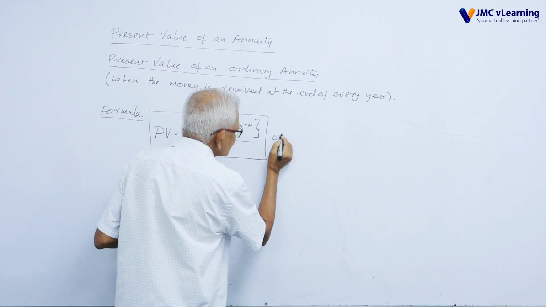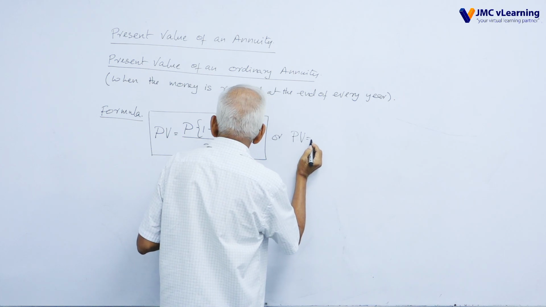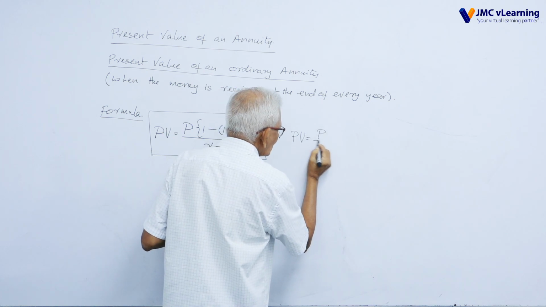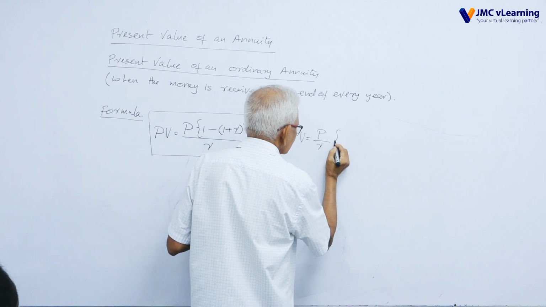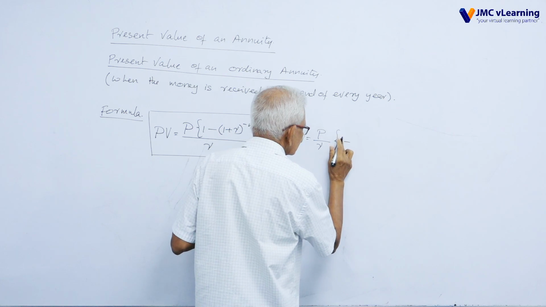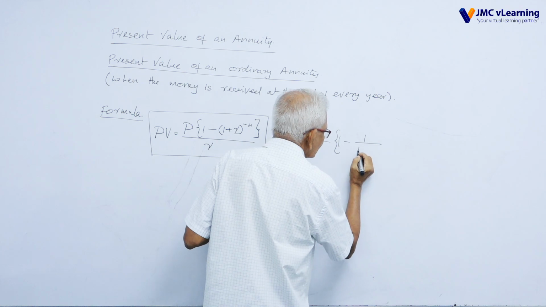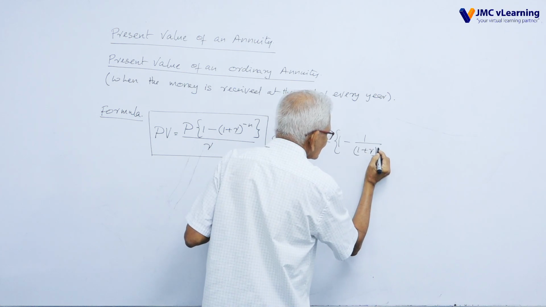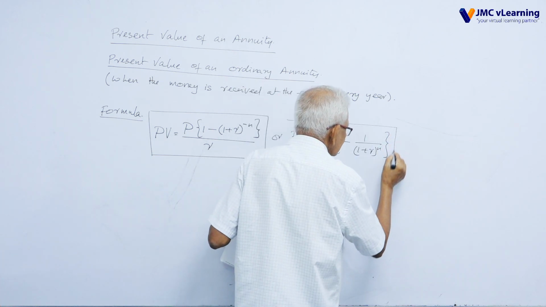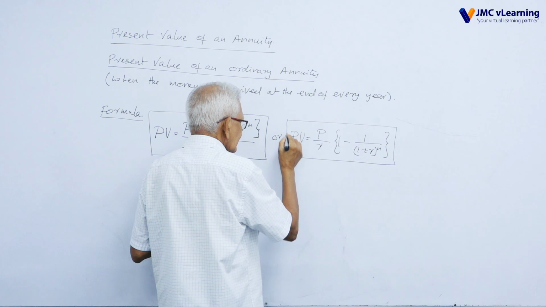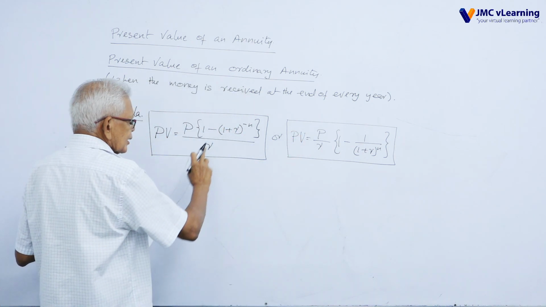Or, in the study pack it is like this: PV equal P over R, 1 minus, take down that also, 1 over 1 plus R to the power N, like this. I'll explain these two formulas.